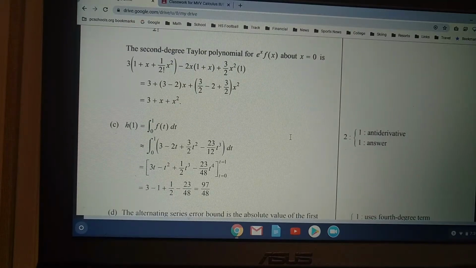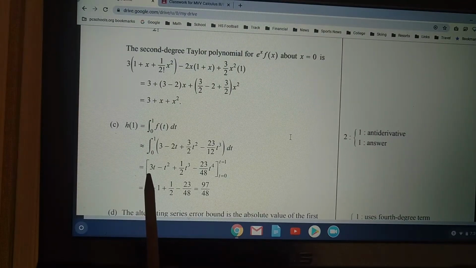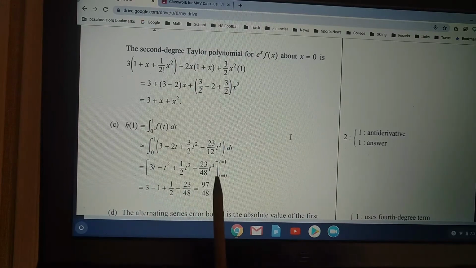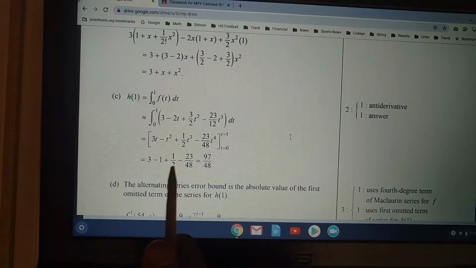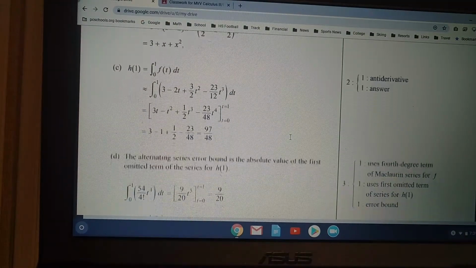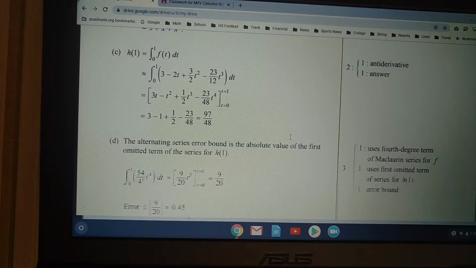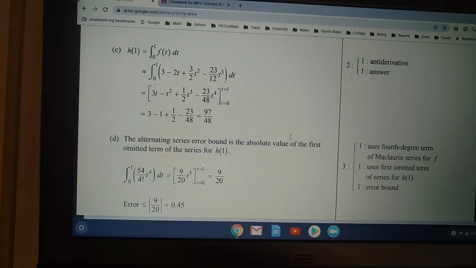Okay, for part C, you get 1 point for your antiderivative. That was inside these brackets here. So that correct antiderivative gets you 1 point. And then if you evaluate correctly and get to the 97 over 48, you get another point. But this you could leave like that. Then finally for D, you get 1 point if you know that you have to use the 4th degree term for the Maclaurin series. So if you have the correct 4th degree term here and you know to take the 4th degree term, that gets you 1 point. You get 1 point if you use the first omitted term.